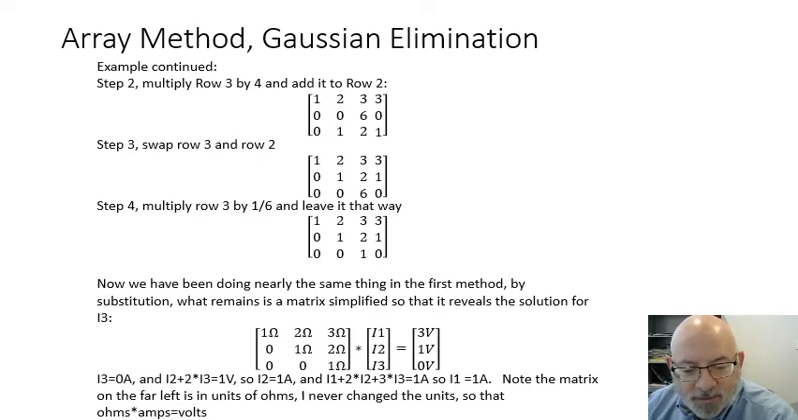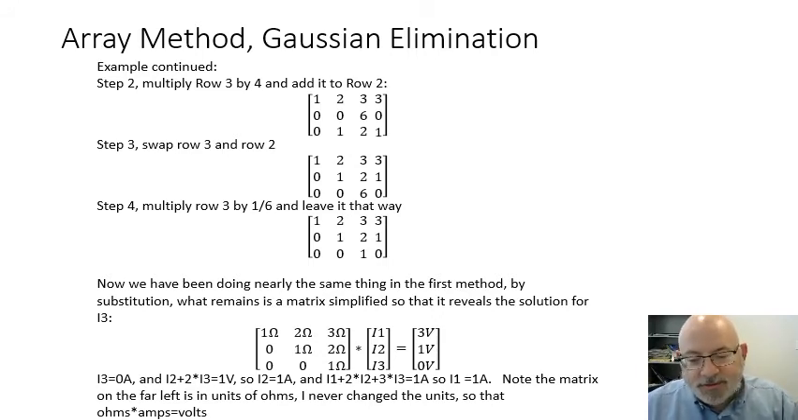And then if you substitute that I3 is 0, here I have I2 plus 2I3 equals 1. So that tells me that I2 is equal to 1. And I1 is also equal to 1. So just substituting them backwards. If you're doing this manually, that's the easiest way to do it.